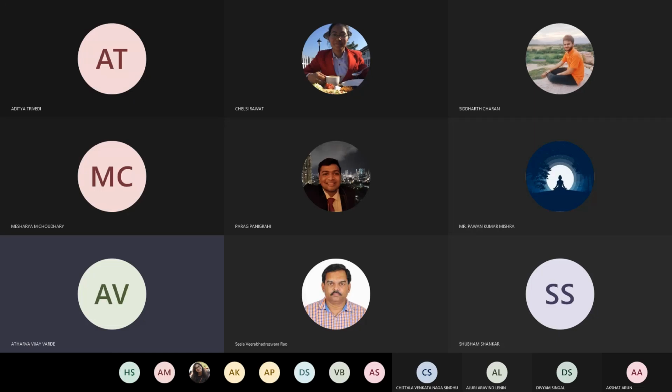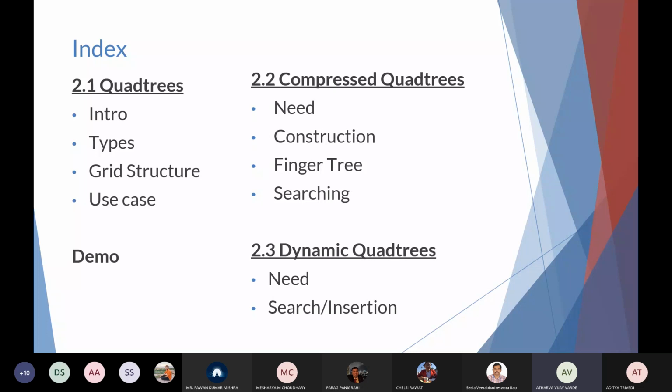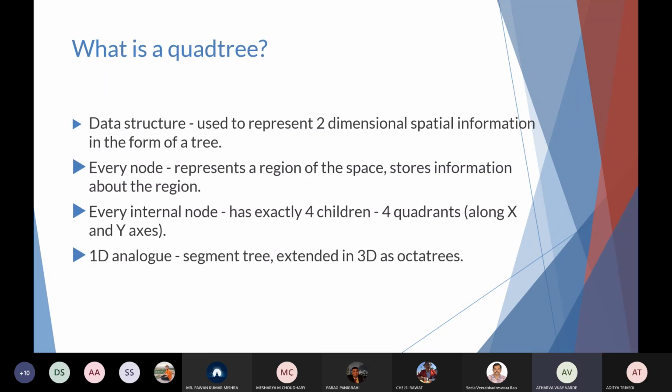Basically, first I'll explain what a quadtree is, a general introduction and how it is used, and what the various functions are that we write in it. Then we've written JavaScript code which is actually working, so we'll show a demo for that. Then we'll discuss some optimizations in quadtrees, like compressed quadtrees and dynamic quadtrees, and how they tend to solve the problems that arise in the original quadtree.